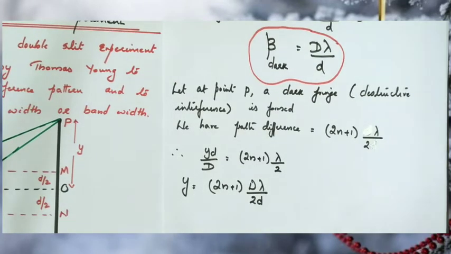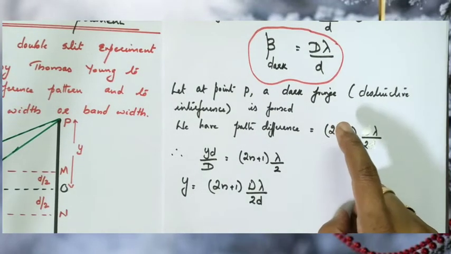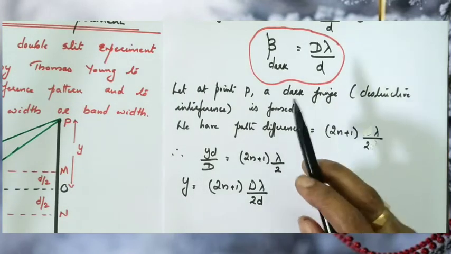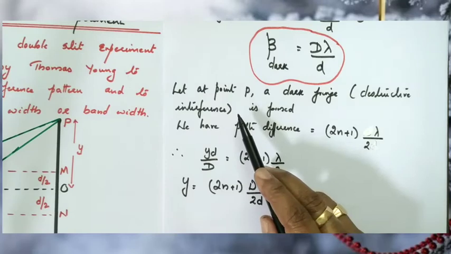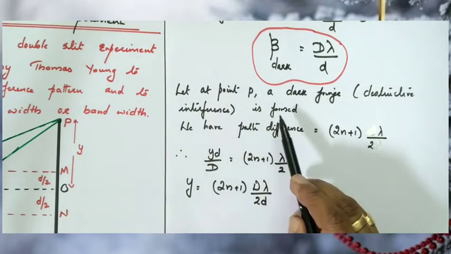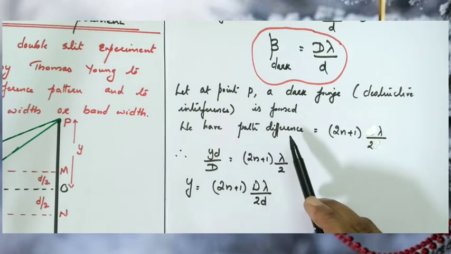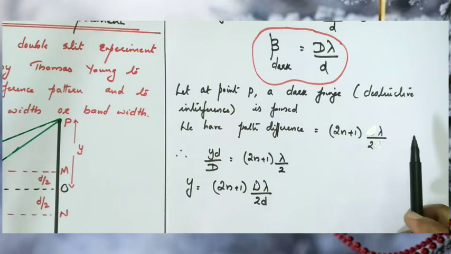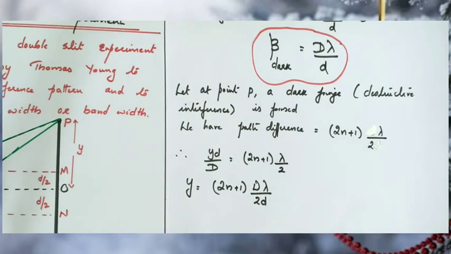So similarly, let at the point P a dark fringe be formed. In the first case we had taken at the point P a bright fringe is formed. Okay, second case, we can take, let at the point P a dark fringe, or destructive interference, is formed. The condition for a dark fringe is path difference equal to 2n plus 1 into lambda by 2. Okay, path difference is 2n plus 1 into lambda by 2.